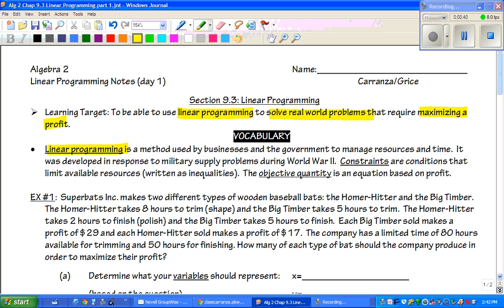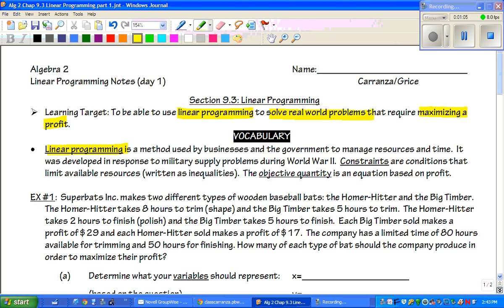Constraints are conditions that limit available resources, written as inequalities, and the objective quantity is an equation based on the profits. So pretty much where this came from is back in World War II when they were trying to maximize different equipment and stuff like that. One of the guys created linear programming to do this.